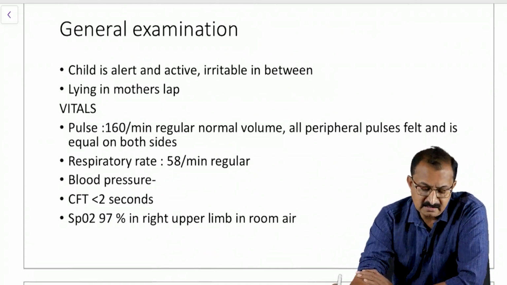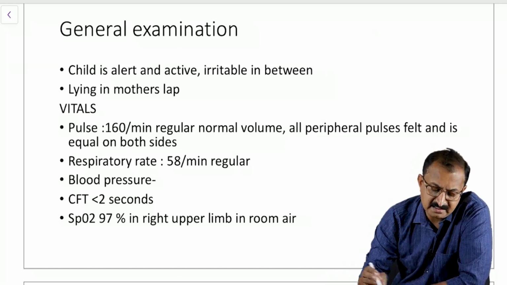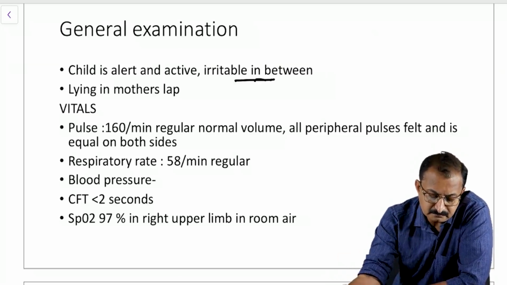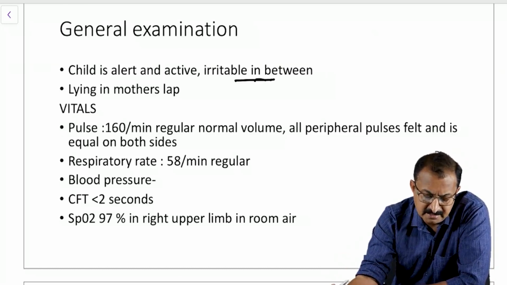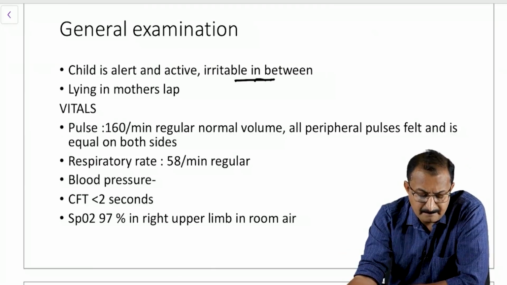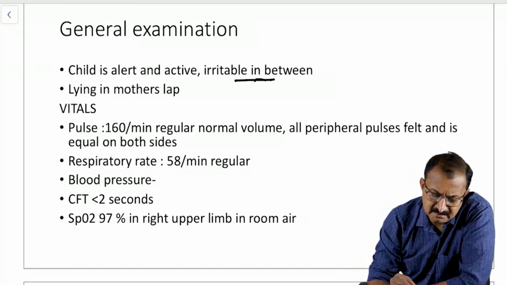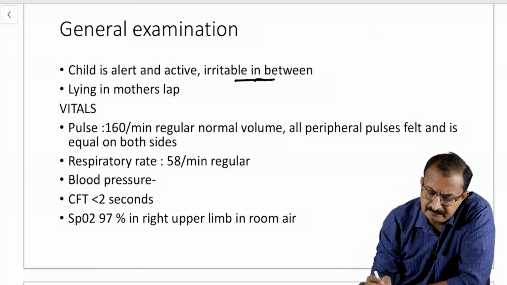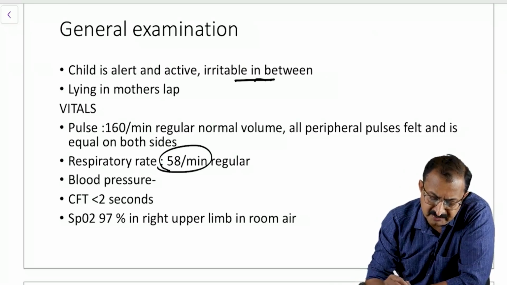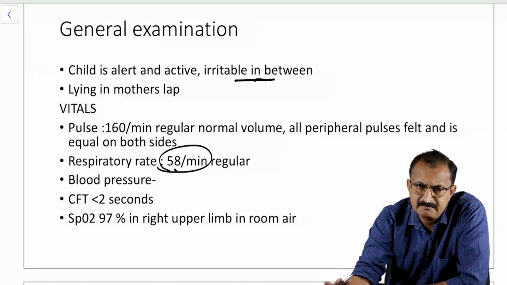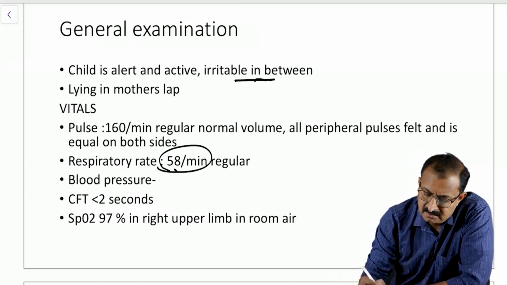In general examination, the baby is alert and active, but irritable in between, and baby is lying in mother's lap. And the vitals, the pulse is 160 per minute, so it's a tachycardia, normal volume, all peripheral pulses felt equal on both sides. Respiratory rate is 58 per minute, so 58 is tachypnea for a child less than 2 months.